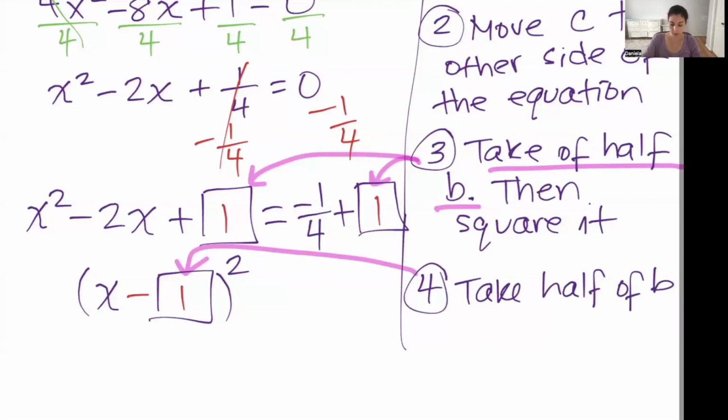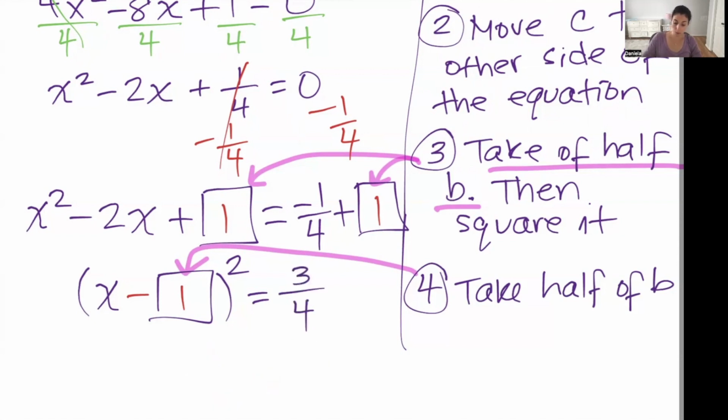And then we're going to simplify that right-hand side. So -1/4 plus 1, we need common denominators. That's the same thing as -1/4 plus 4/4, right? So that's going to be 3/4. Okay, so now we're here.